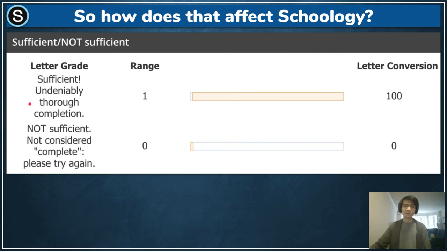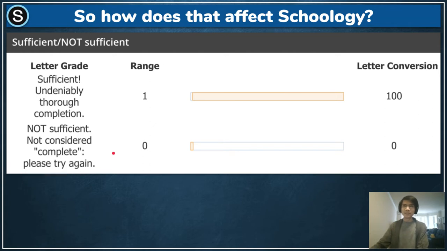So sufficient means that it's obvious. There's no denying that you have completed the assignment. Yay. That's 100% of the credit, essentially. Not sufficient is 0. So that means you didn't meet expectations, right? And you will be able to try again.